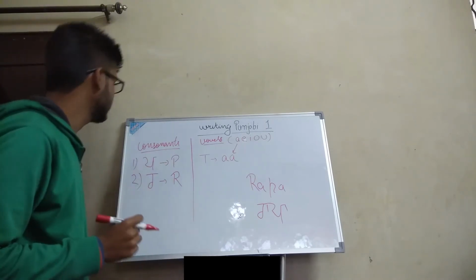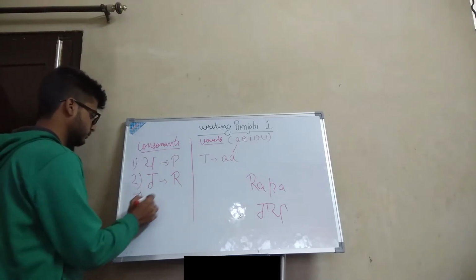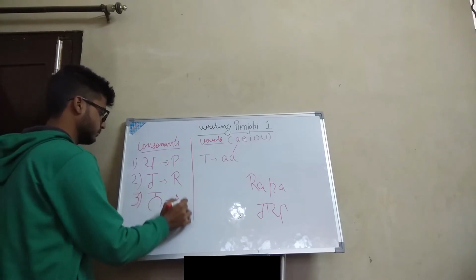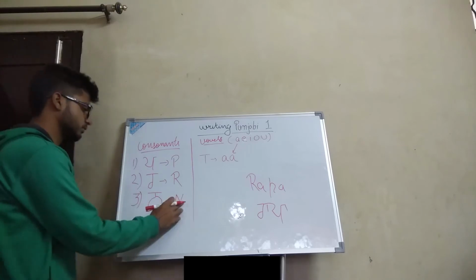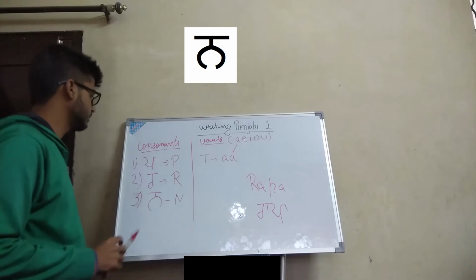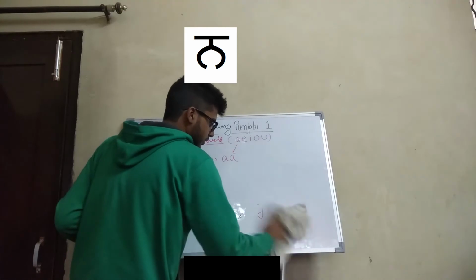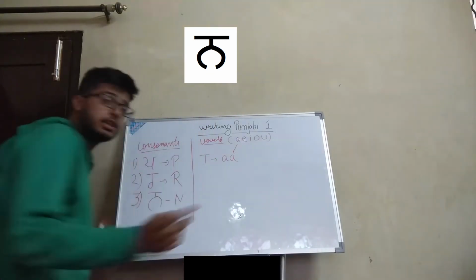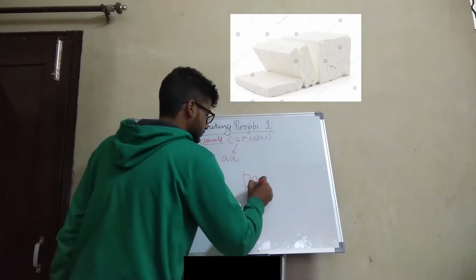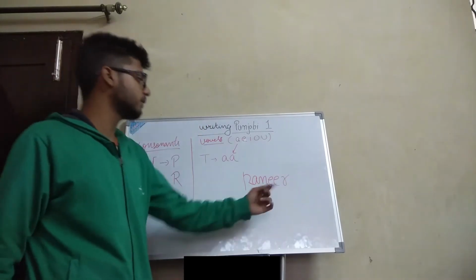So the next consonant that I'm going to teach you is N. This is N. And writing few words using these consonants. Let's say we want to write paneer. Yeah, paneer. It's a milk product. So we want this double E sound.